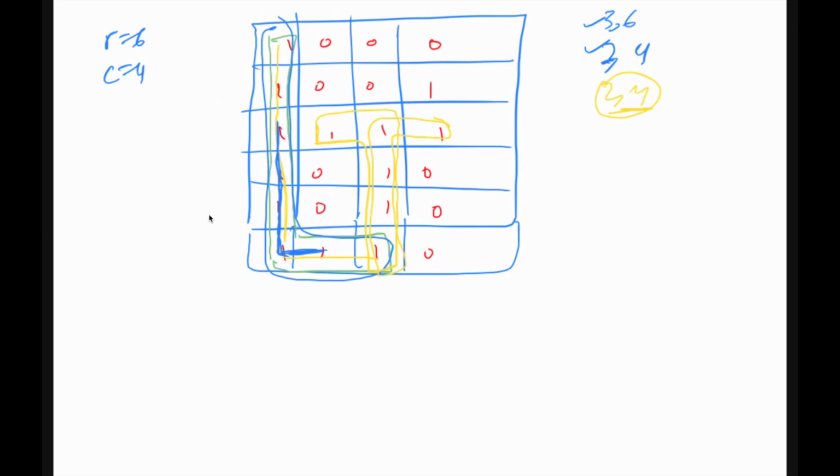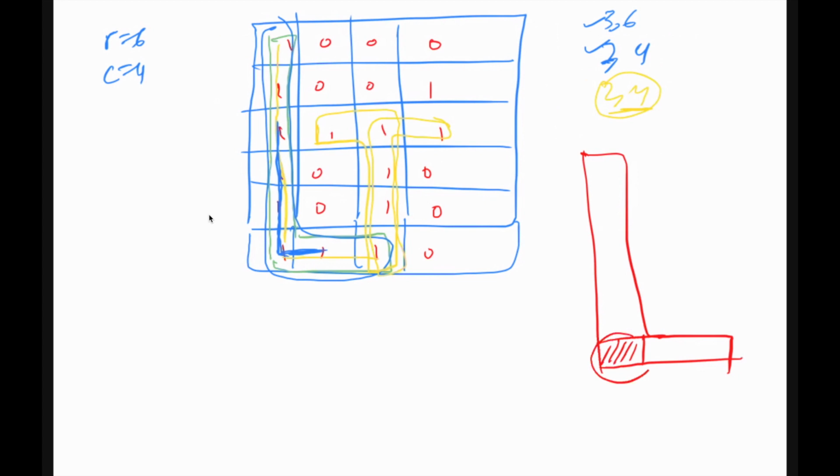Let's say this is an L shape here, and this cell is the shared cell between the two segments forming the L shape, and I will refer to it as the shared cell in the rest of my solution.